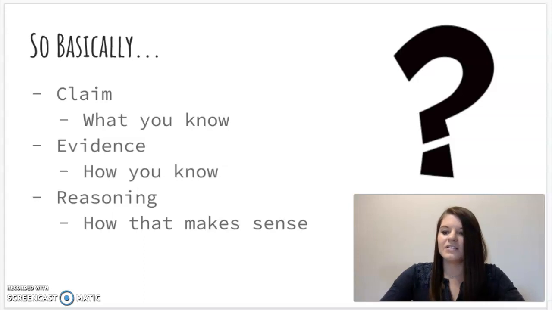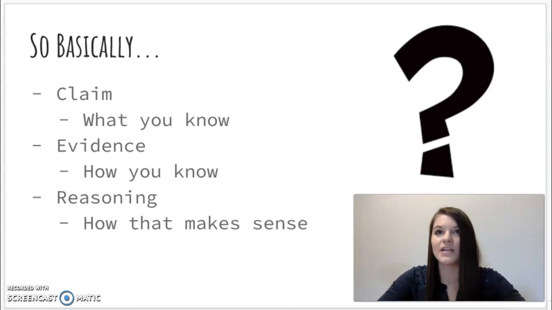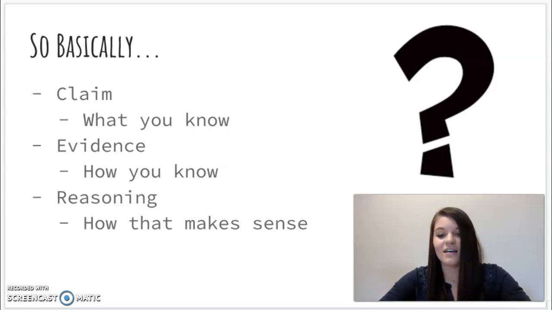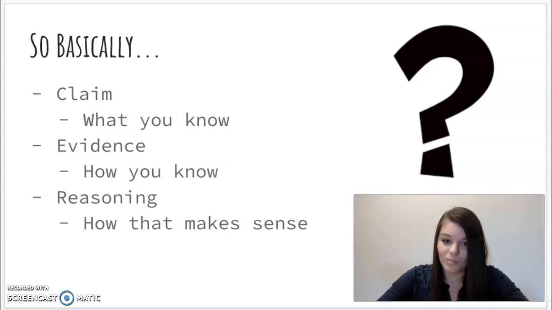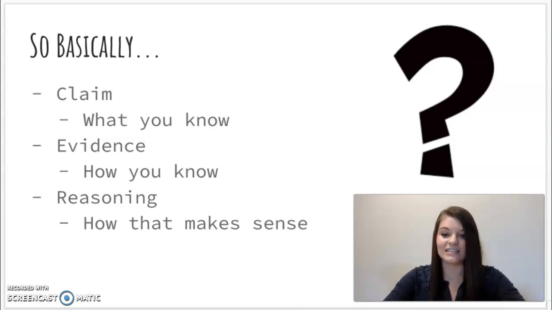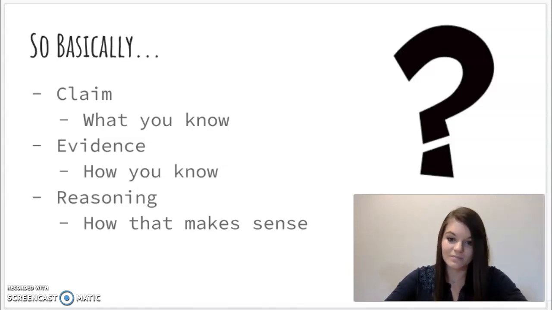All right, so a claim is what you know. A claim is answering a question, all right? So to win an argument, there's usually a question, and the claim is answering that. Evidence is how you know that. The evidence is your data to support it. And then reasoning is how that makes sense. That is when you put the evidence and claim together. So the reasoning basically describes why the evidence supports the claim.